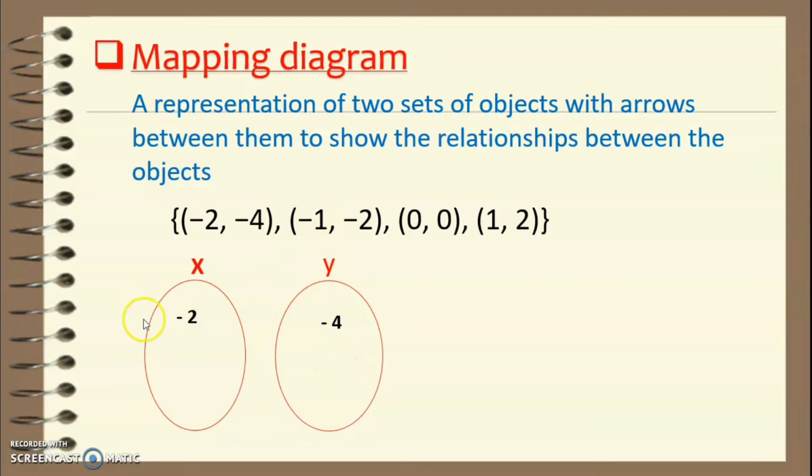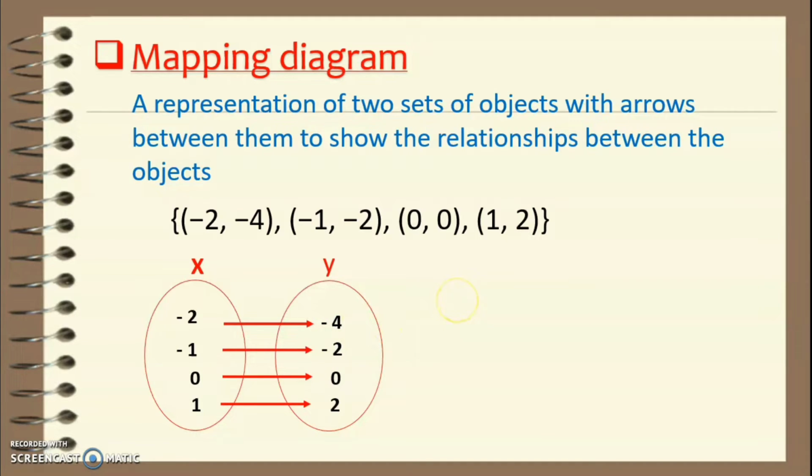Second ordered pair, our x is negative 1. Ay, connect muna natin, sorry. Kukonect muna natin with arrow. Then, second ordered pair, negative 1. Our range is negative 2. Then, we will connect. Next is 0, the x. Then, 0 ang y. Then, connect. Next is 1. And y is 2. Then, connect. Yan, we have done with our mapping.